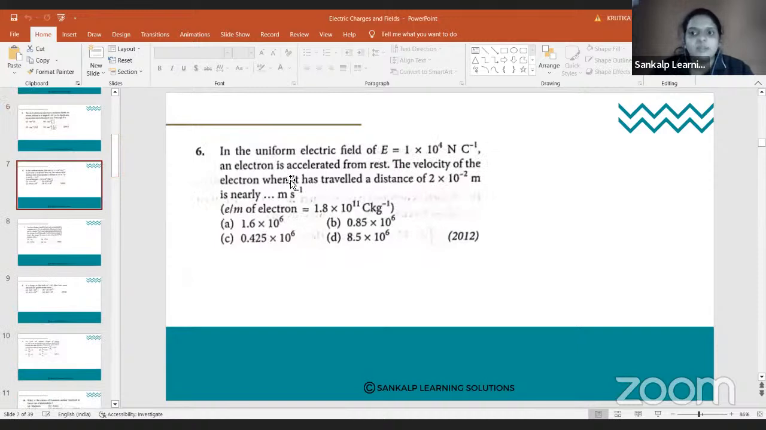Okay, so this question: in the uniform electric field of E is equal to 1 into 10 raised to 4 Newton per coulomb, an electron is accelerated from rest. So it is almost the same as your first question. The velocity of the electron when it has traveled a distance of 2 into 10 raised to minus 2 meter is nearly. Yes. So it is the same as the first question, only charge is not given, the E by M value is given instead.